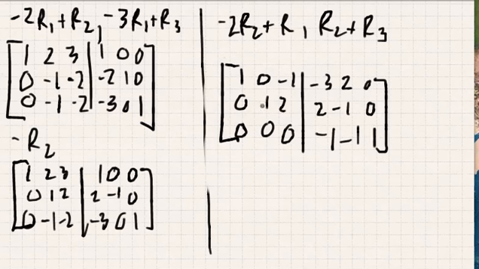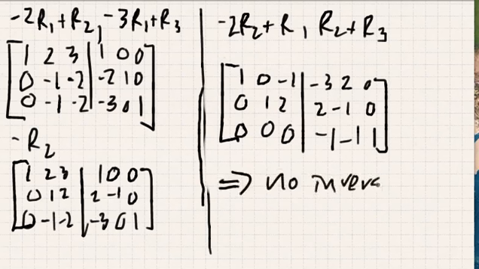Okay, so we run into a problem. I can't get this right side to be the identity matrix. In fact, what this implies is there is no inverse to the matrix. What was our original matrix?